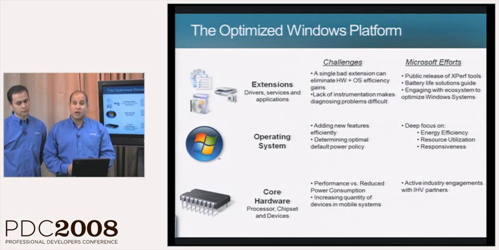Some of the challenges we have in this area, and one of the things that we will urge you to do in the follow-on slides, is the lack of instrumentation that we have in some of these extensions makes it difficult to diagnose the problem. But we encourage you to instrument your applications or your extensions to be able to use tools like the Windows Performance Toolkit to help analyze problems on the system. As I mentioned, some of the efforts we've done here is we've released XPER for the Windows Performance Toolkit. We've provided a battery life solutions guide to help folks understand some of the things that they should be looking for within the core hardware, within the operating system, as well as best practices within the extensions layer as well.